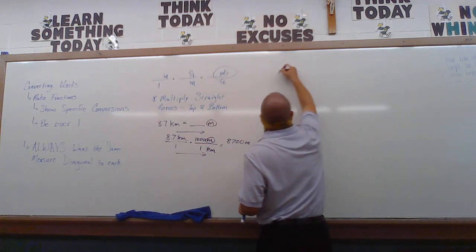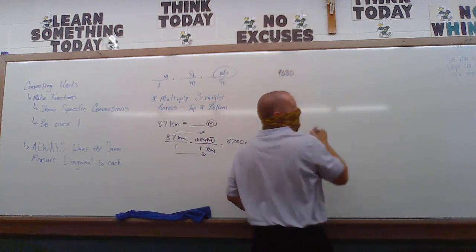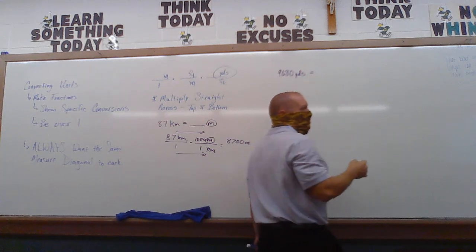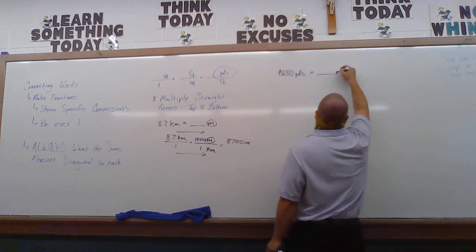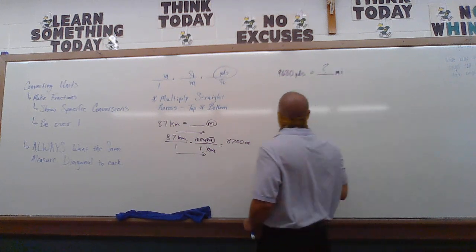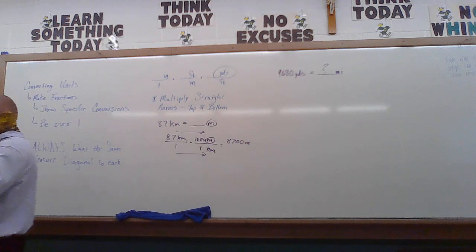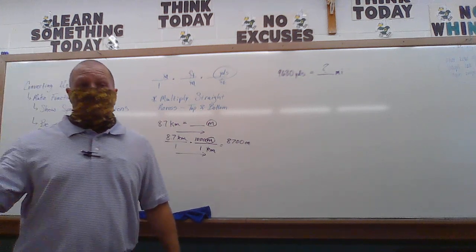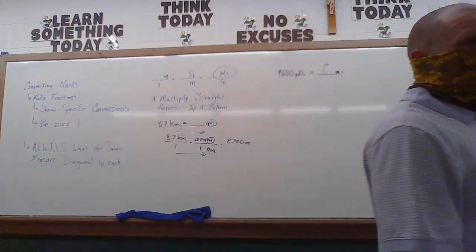So, 9,680 yards. And we want to convert that to miles. So, anybody know how many yards there are in a mile? Is there a direct one in the back? 1,760. Okay. So, let's just say that you don't have this.